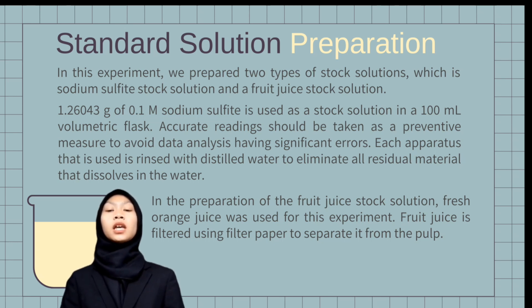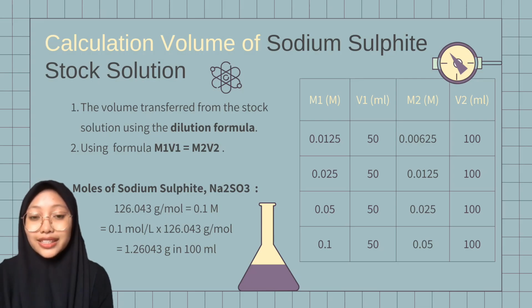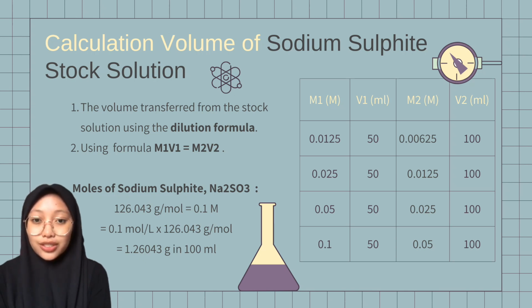Each apparatus that is used is rinsed with distilled water to eliminate all residual material that dissolves in the water. In the preparation of the fruit juice stock solution, fresh orange juice was used for this experiment. Fruit juice is filtered, using filter paper to separate it from the pulp. So the next part is calculation of volume of sodium sulfide for stock solution.